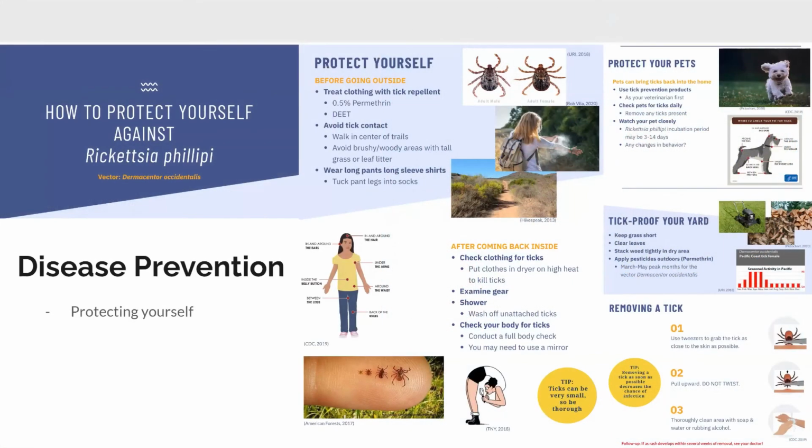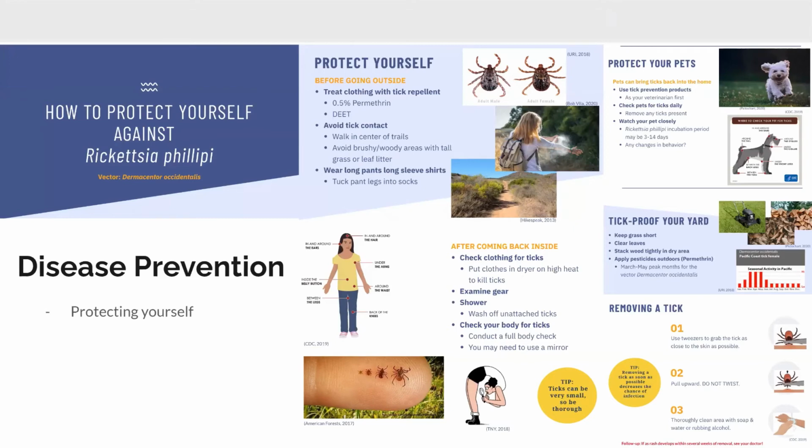So there are certain things you can do to protect yourself against Rickettsia phillipi. Before going outside, you should treat your clothing and gear with tick repellent. This includes products that contain 0.5% permethrin or DEET. In addition to using tick repellent, long pants and long sleeve shirts, light in color, should be worn. Tucking your pants into your socks is also beneficial and can prevent a tick from crawling under your clothing.